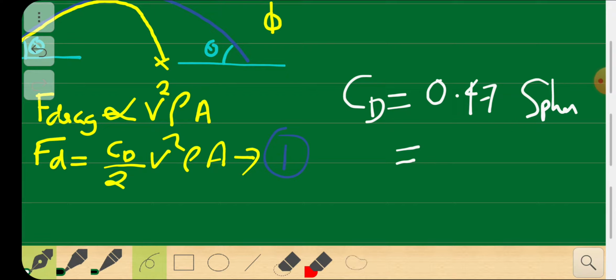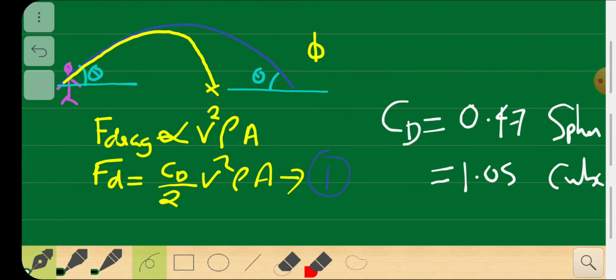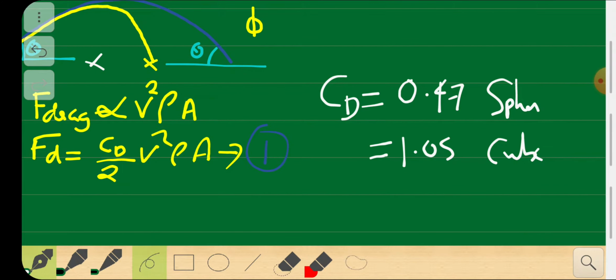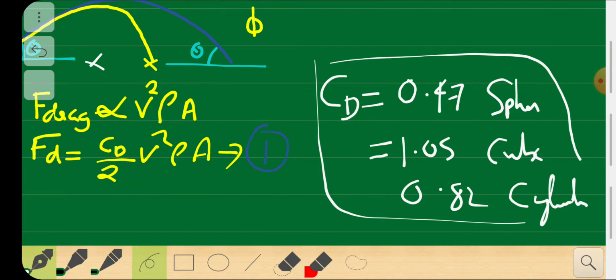For something called a cube, right? A cube Cd is around 1.05, so it's much higher for a cube, right? So a cube will fall much shorter than a sphere. Okay, so that's the basic understanding of the idea of Cd, the coefficient of drag. Cd for a cylinder is around 0.82. Okay, so that's the understanding of the coefficient of drag.